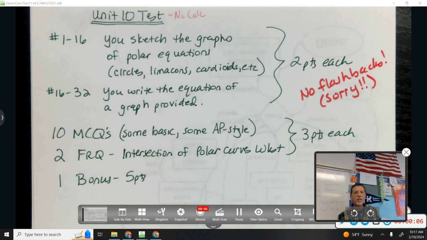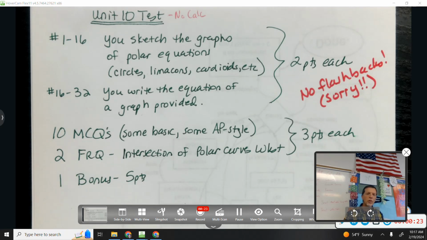So 1 through 16, 2 points each. I give you an equation, you sketch the graph. 16, 30, 32, vice versa. I give you the graph, you give me the equation. No flashbacks. Sorry, smiley face, right? Like you didn't want any flashbacks.